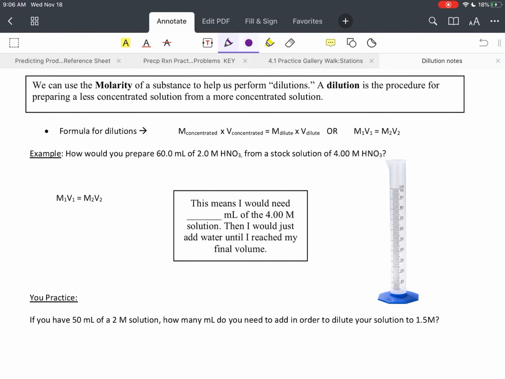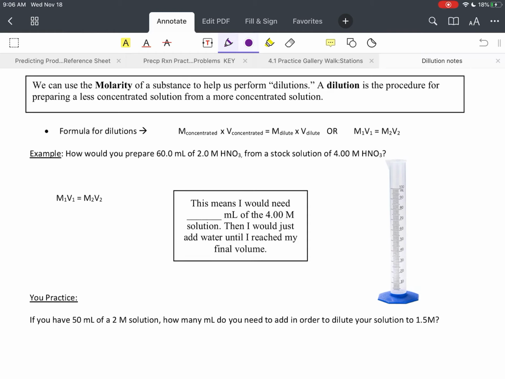So part of your lab today is asking you to make a dilution. A dilution is just where you can prepare a solution that is less concentrated than your original solution. Essentially, you're going to be adding water to your original solution to give it a new concentration, which is going to be less than your original.